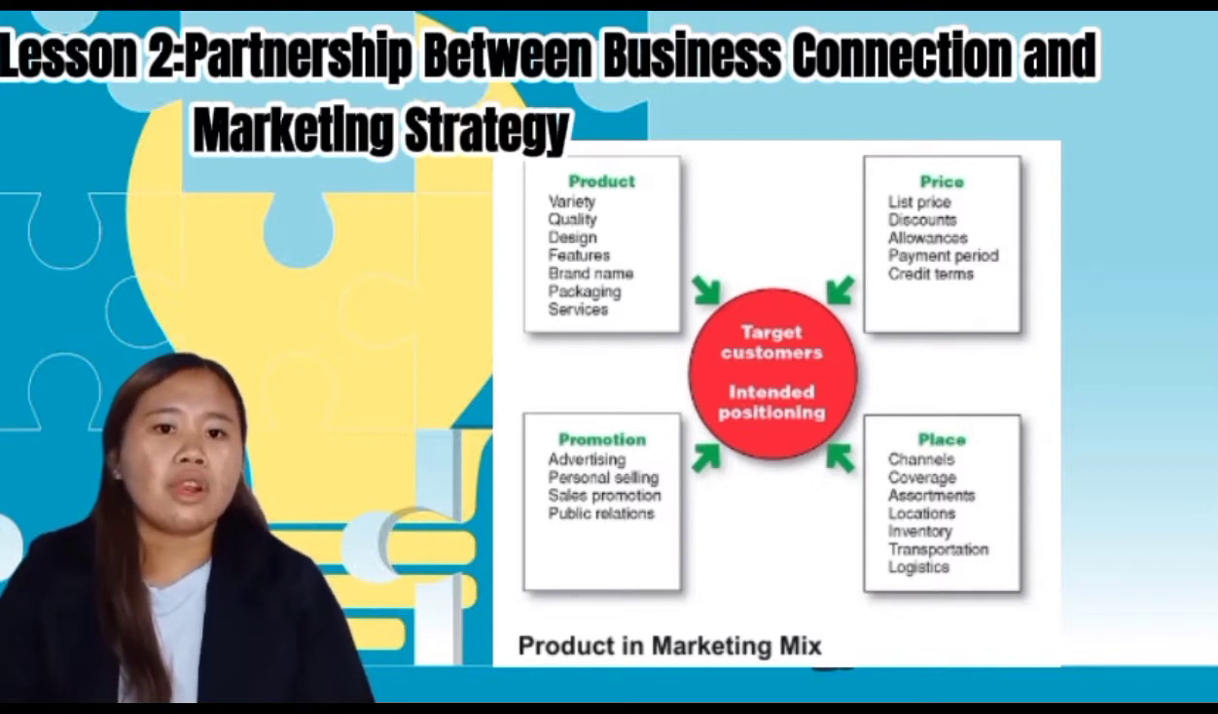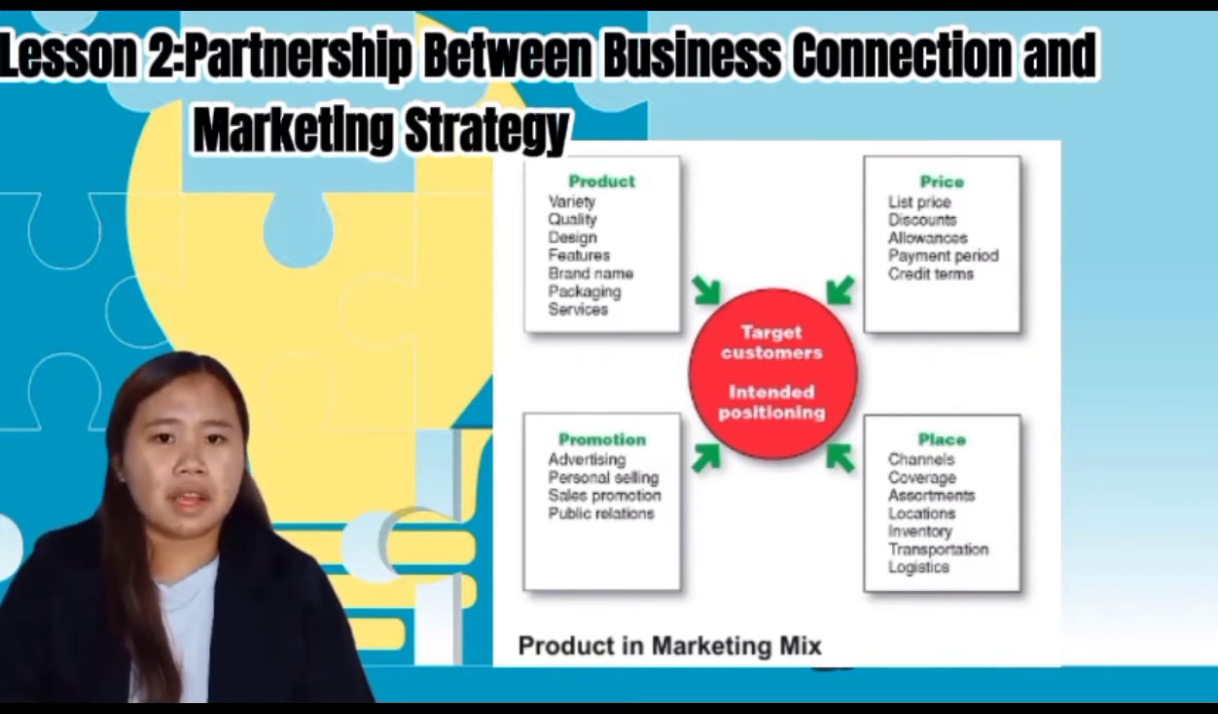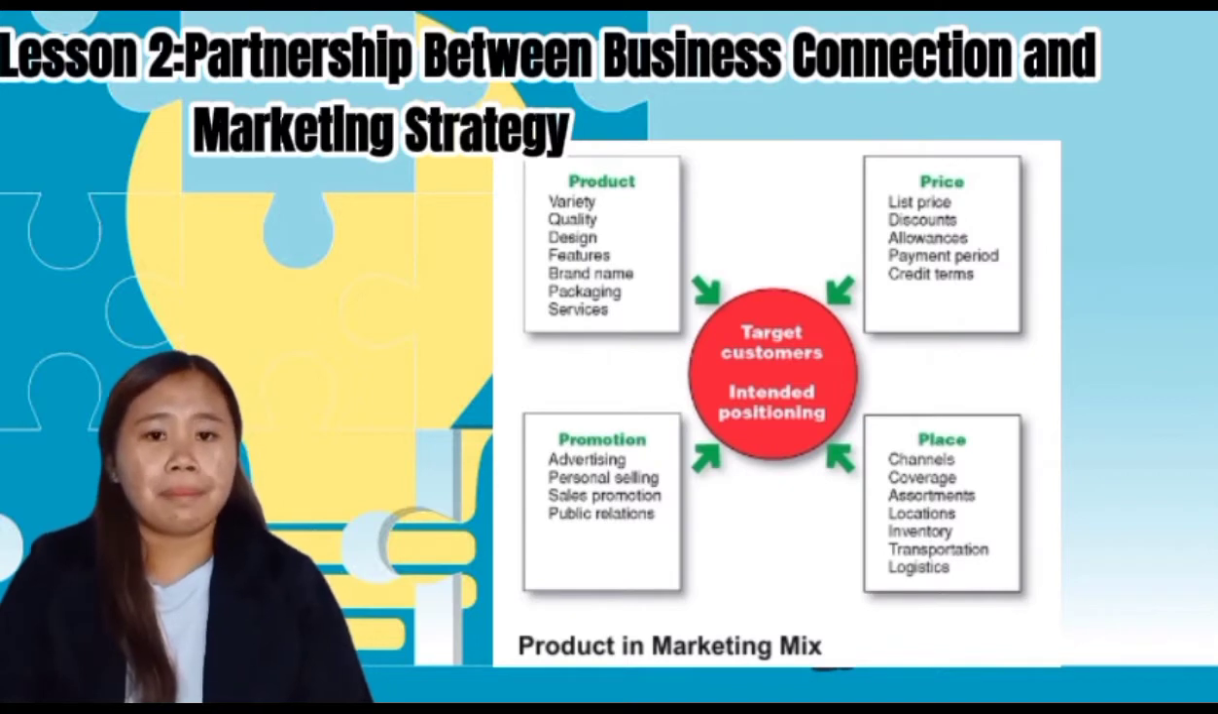This is a great loss for the company, so it must ensure that products are available to target customers or consumers. A few marketing tools under place in marketing mix are list price, discounts, allowances, payment period, credit items.